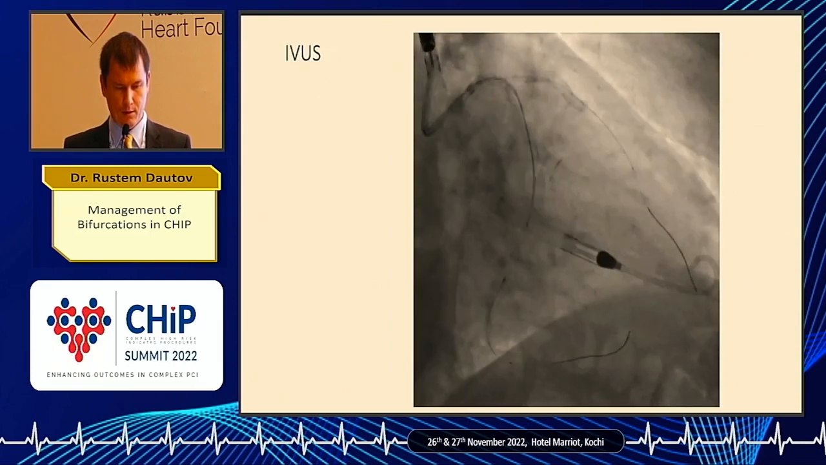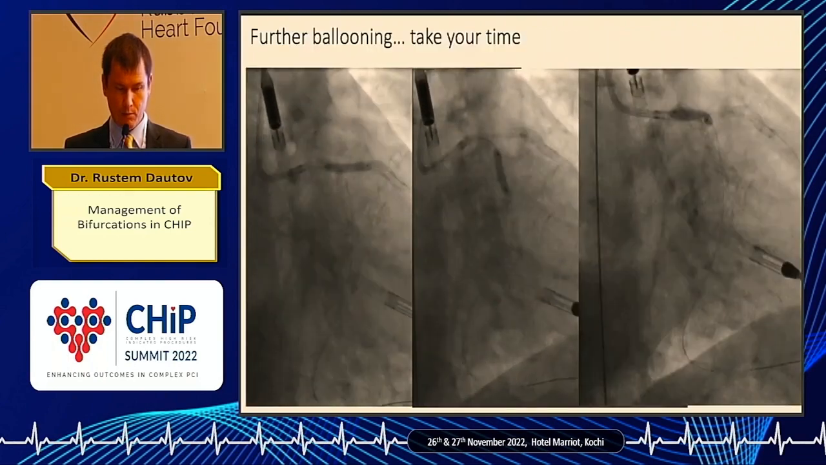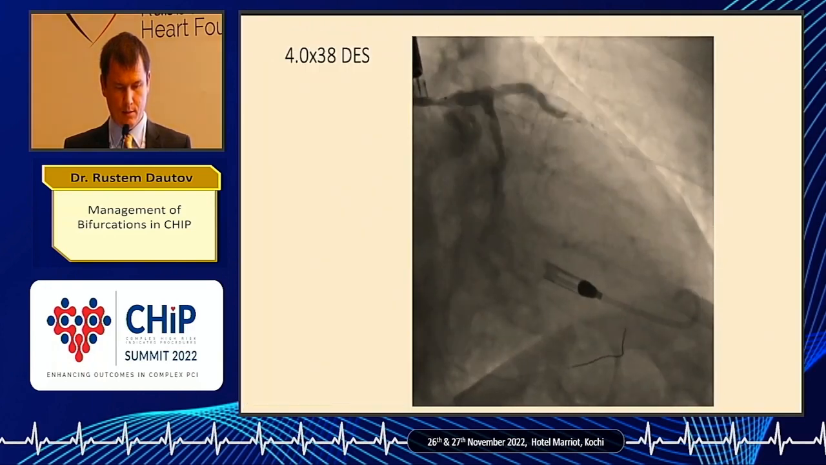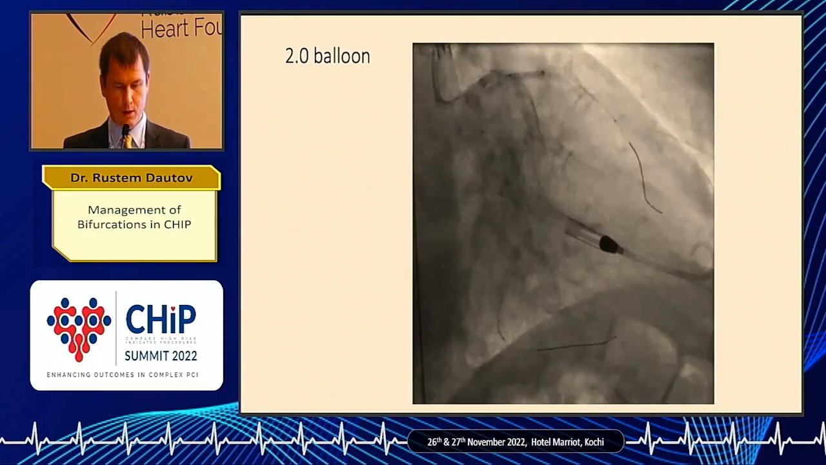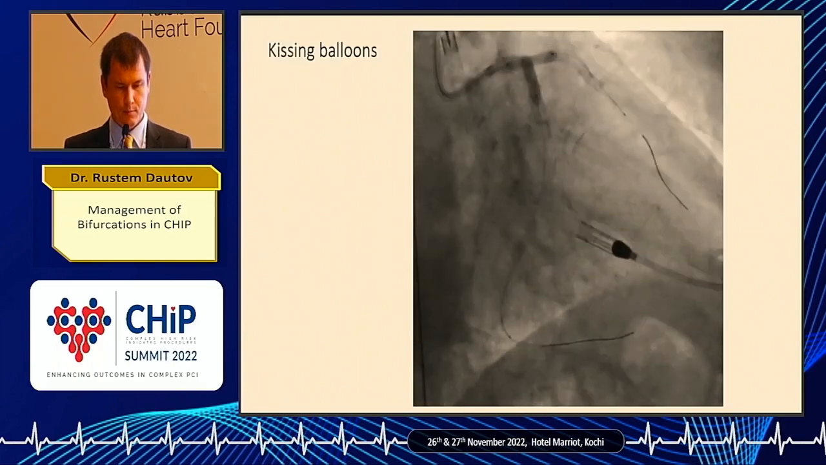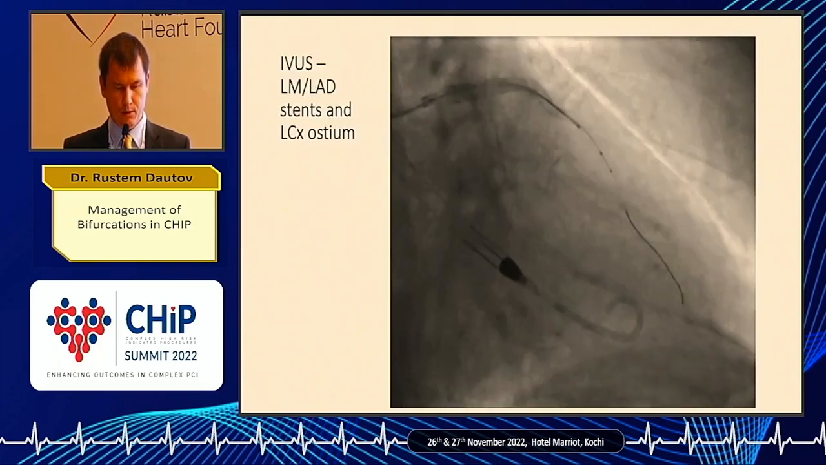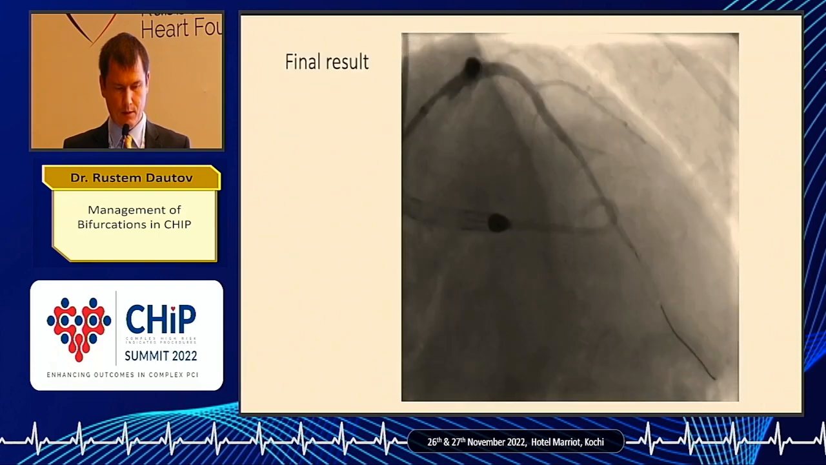And then did treatment of the circumflex with rota, assessed everything with imaging. That's the second stent there, POT, preparation, then rewiring, kissing balloons, and then put another stent there, and final result.